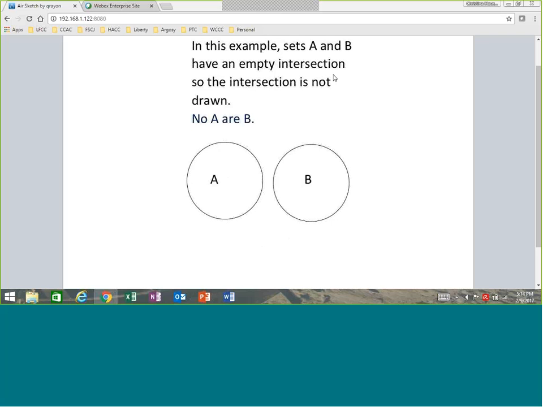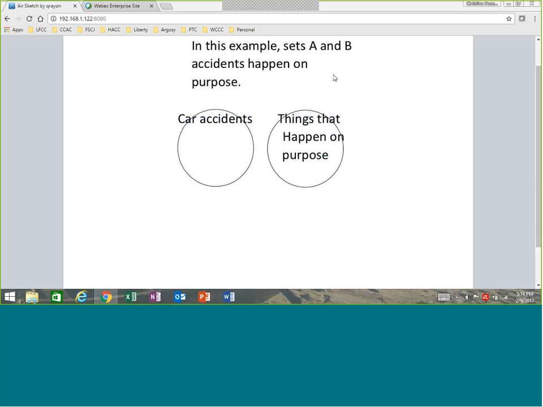Okay, in this example, sets A and B have an empty intersection. So the intersection is not drawn, just like I showed you before with the plants and the birds. So this would be "no A are B," where they do not overlap at all. There's no overlap. An example would be no car accidents happen on purpose. So car accidents would be in one set, things that happen on purpose would be in the other set, and there's no overlap.